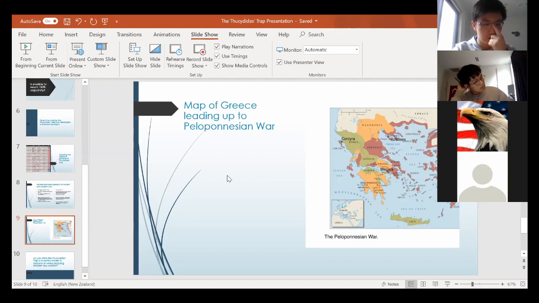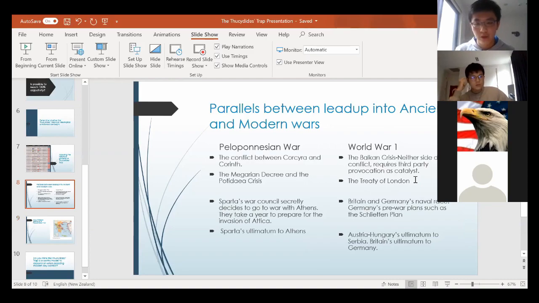So if we look back on the table, the Treaty of London is pretty much the reason why the current hegemony was justified in going to war with the rising power. So those two basically justified Sparta going to war with Athens. The Treaty of London was the reason why Britain had an excuse to go to war with Germany in World War One. And so that's the second parallel.